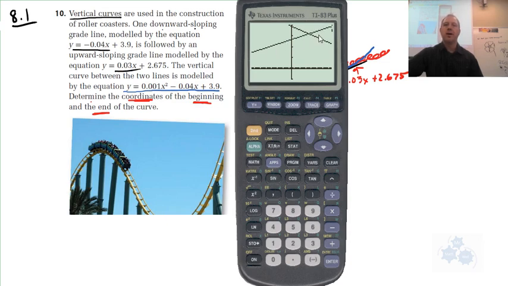Oh, that's a little bit better. And there's the parabola. Hey, look. So just adjusting the window, we can kind of see that it looks like we have an intersection point here and an intersection point over there.